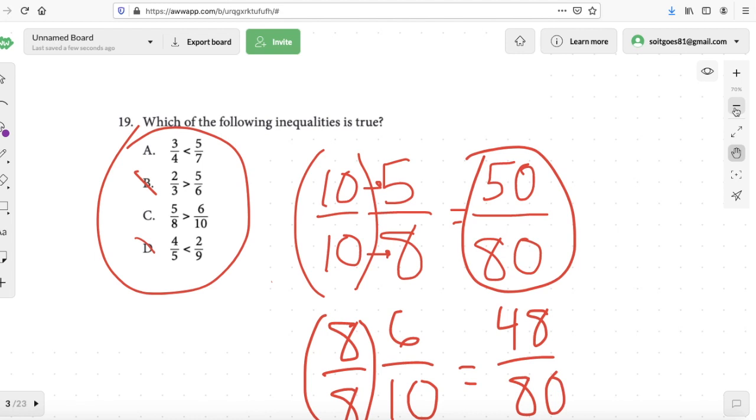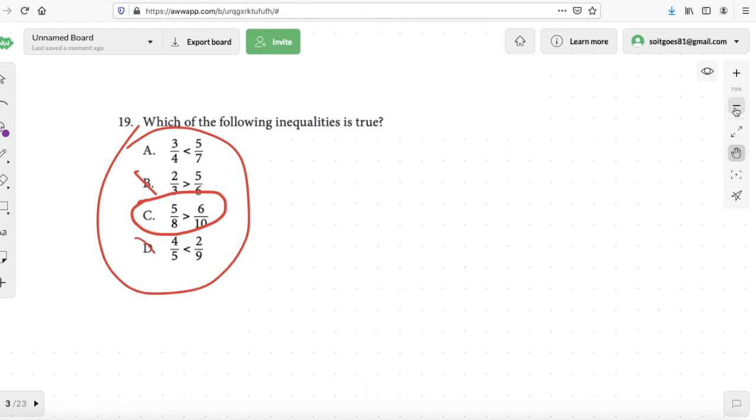I want to look at answer choice A real quick. I just want to see if we can eliminate that one. And let's do the same step. We'll do it one more time to see if we can compare those fractions. We'll come up with a common denominator. Okay. What's our common denominator going to be for answer choice A? I would say 28.